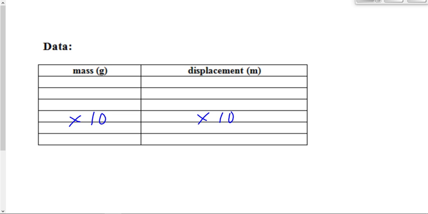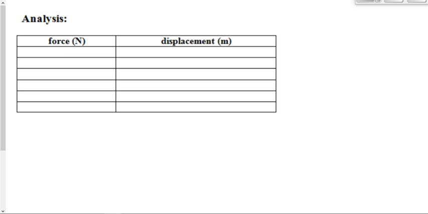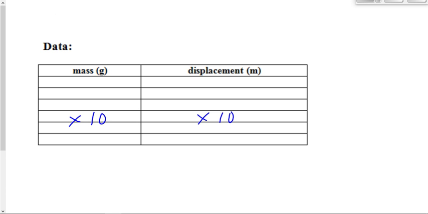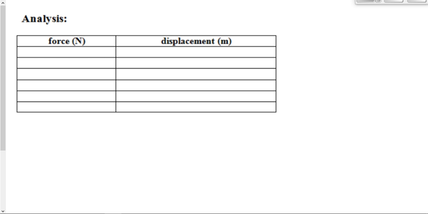We've got mass and displacement. This is data. Remember, anything you collect in the lab is data. As soon as you do something with it, as soon as you do a calculation, as soon as you analyze it in any way, that's analysis. You need to include your data table. You also need to include your analysis table, which is force and displacement.